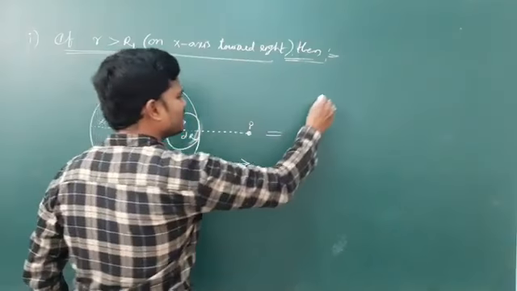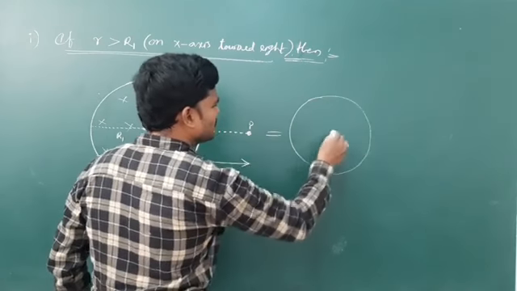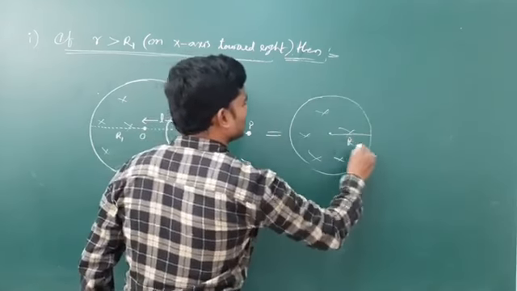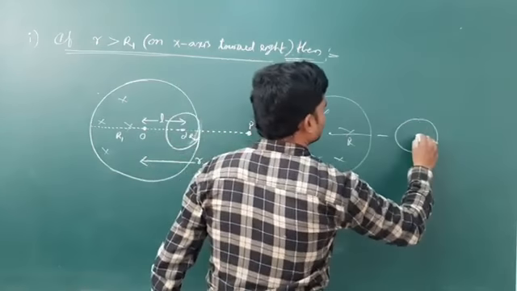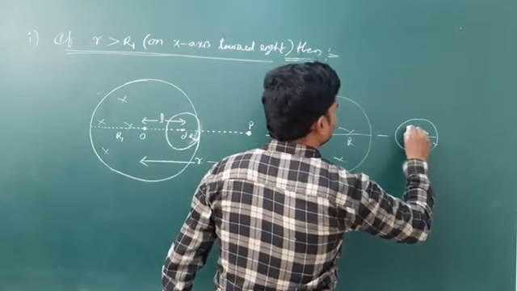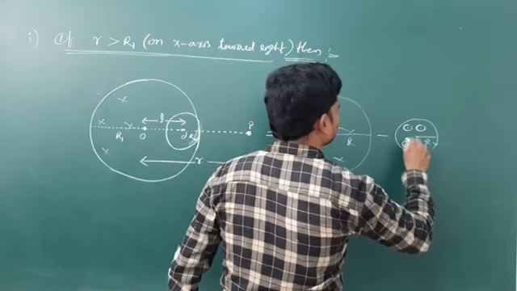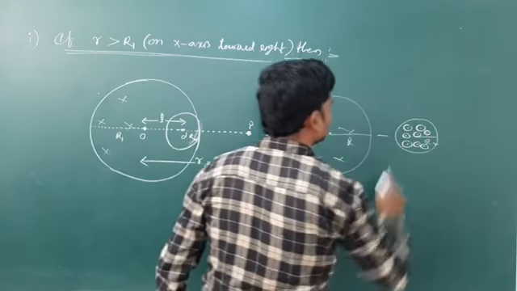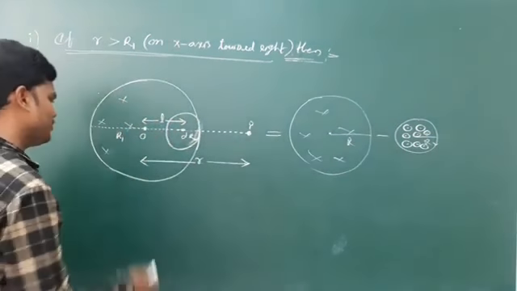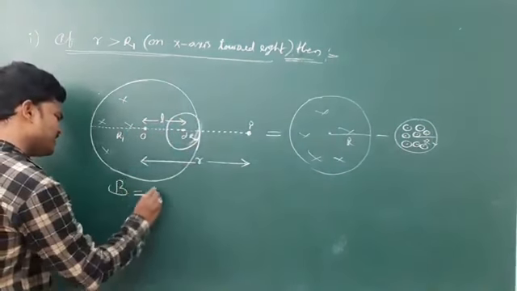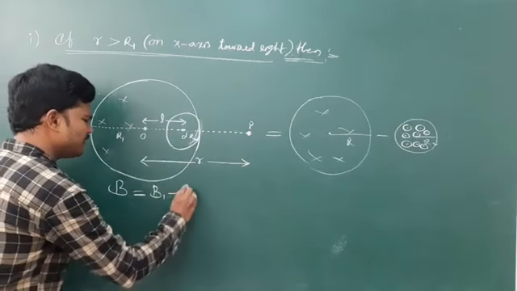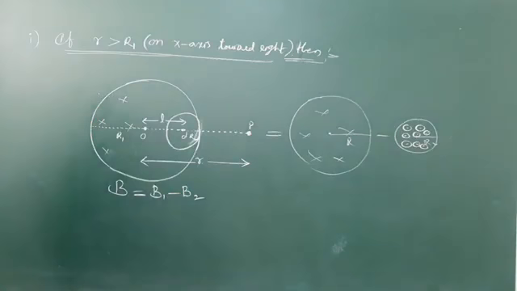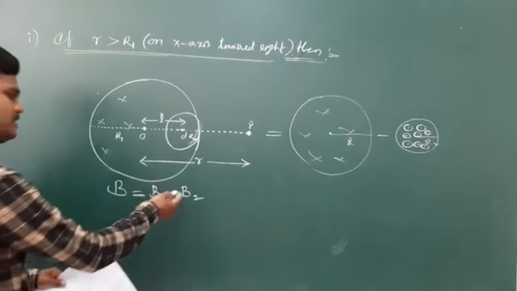Otherwise, you replace this diagram with 2 diagrams. One is full cylinder whose radius is R1, minus small cylinder of radius R2. Then subtract these 2, you will get the net magnetic field. But I am going to do directly B resultant, which is equivalent to B1 minus B2.